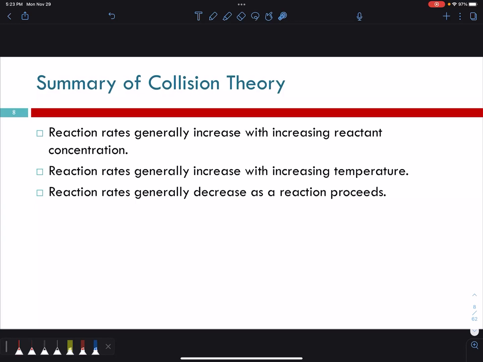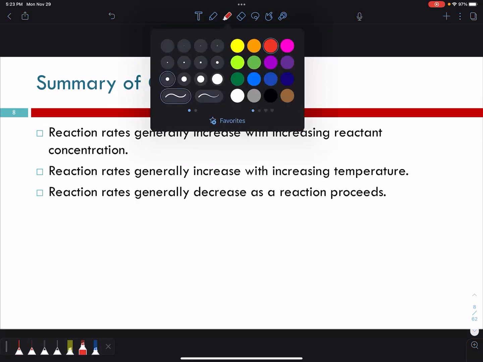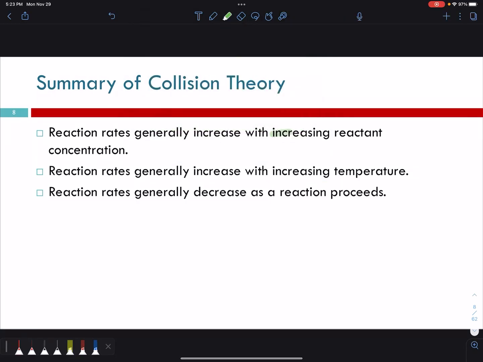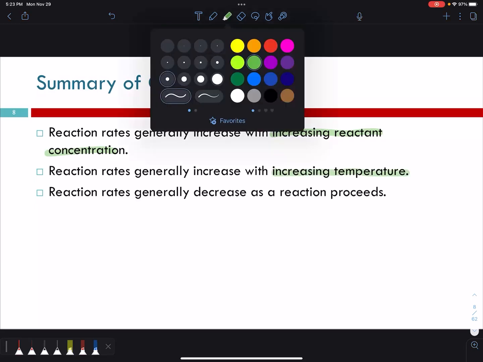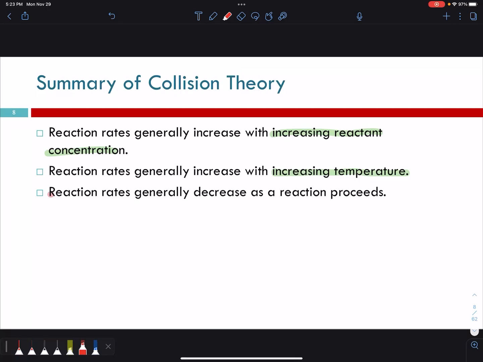So to summarize, our reaction rates generally increase with increasing reactant concentration and with increasing temperature. I'll highlight these: increasing reactant concentration, increasing temperature, and then as a reaction proceeds, reaction rates generally decrease.